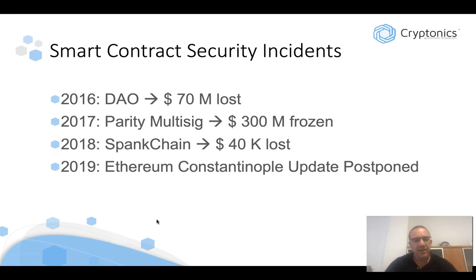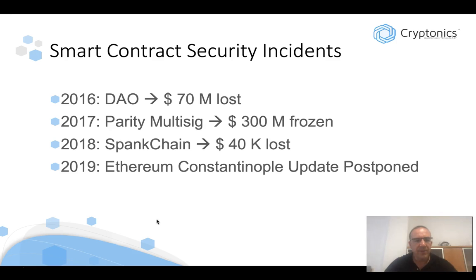But anyway, there was a bug in the smart contract that meant there was a reentrancy vulnerability, which we will discuss in more detail in a future video. The important part here is that this was the first big incident, and an estimated $70 million was lost. Take that number with a pinch of salt. It depends which article you're reading, and usually it depends on the exchange rate at the time of writing. But again, a lot of money was lost.